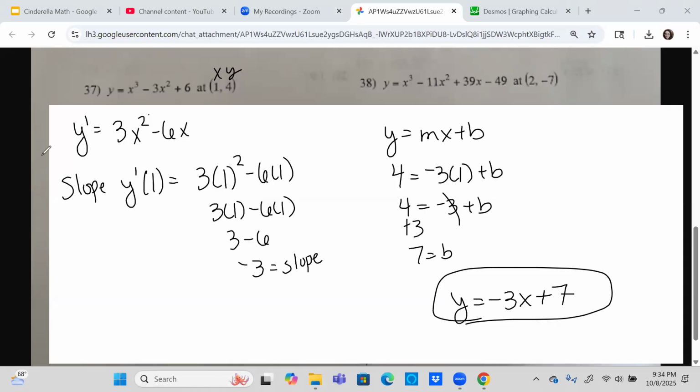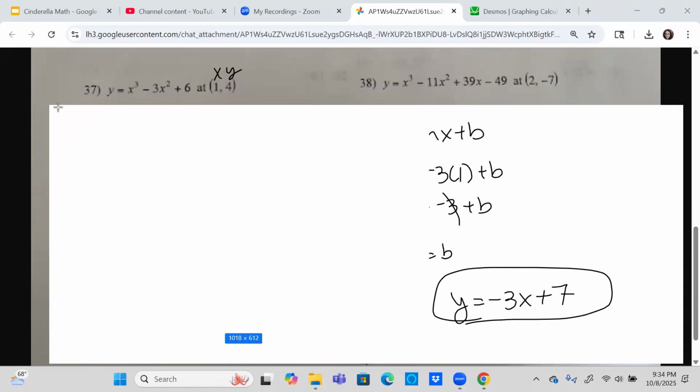Coming to 38. I don't think I'll check that one. Feel pretty good on that one. 38, just straight up take the derivative. I'm going to scratch that one off so we know we're not looking at that. Looking at this one. Taking the derivative would be 3x squared minus 22x plus 39.